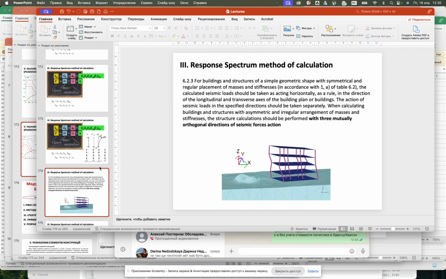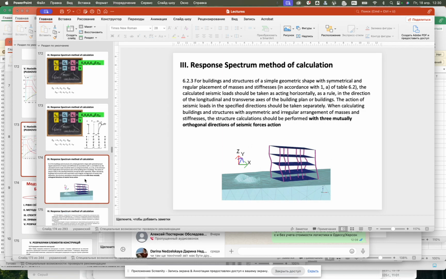According to the result of calculation, we can also define an additional 1 or 2 or even more directions of seismic impacts and take them into account during the calculation.